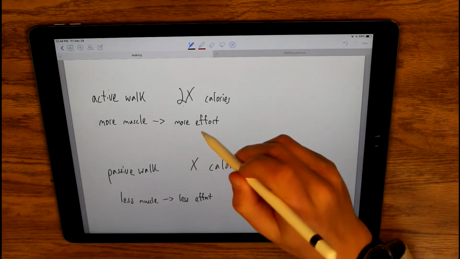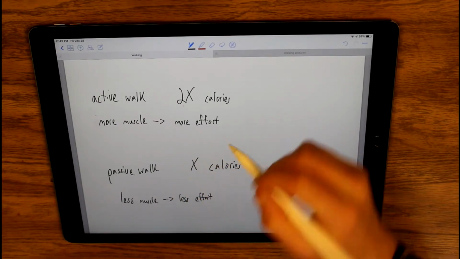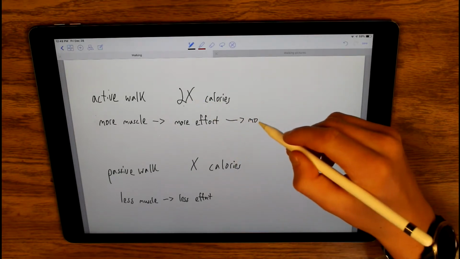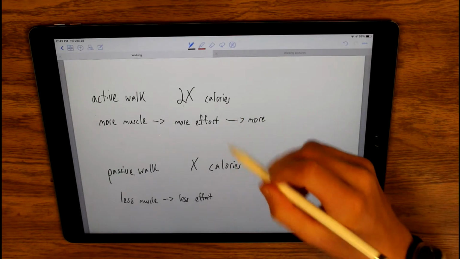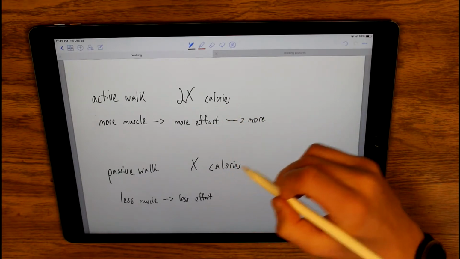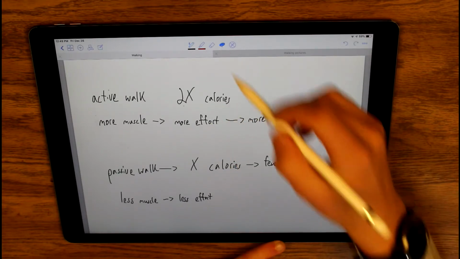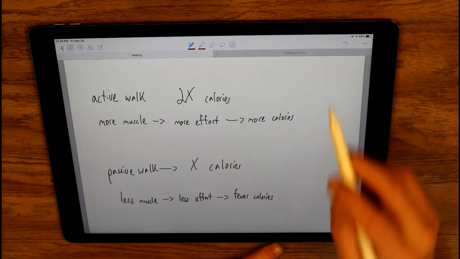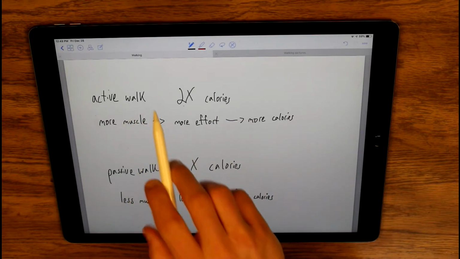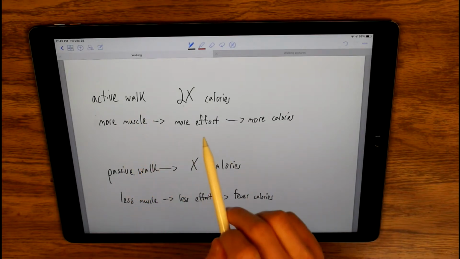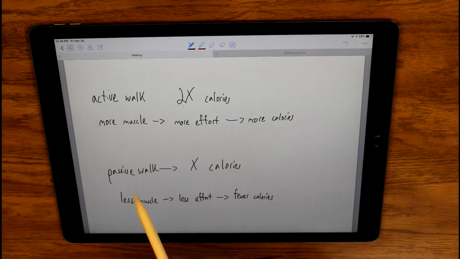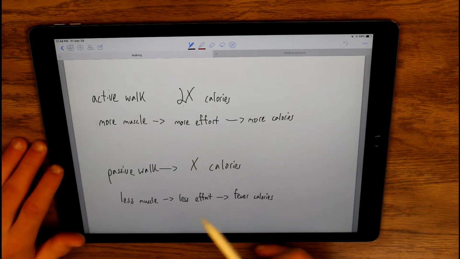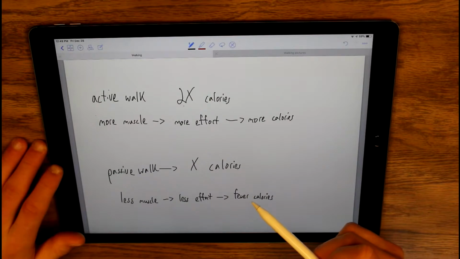Now because this requires more effort, and this requires less effort, it also means that it requires more calories, which I already stated requires, let's say, twice as much, and this requires half as many. Let's move this to where that goes. Down there. Okay, so active walking takes more muscle, which requires more effort, which requires more calories, and passive walking requires less muscle, so it takes less effort, and so it requires fewer calories.